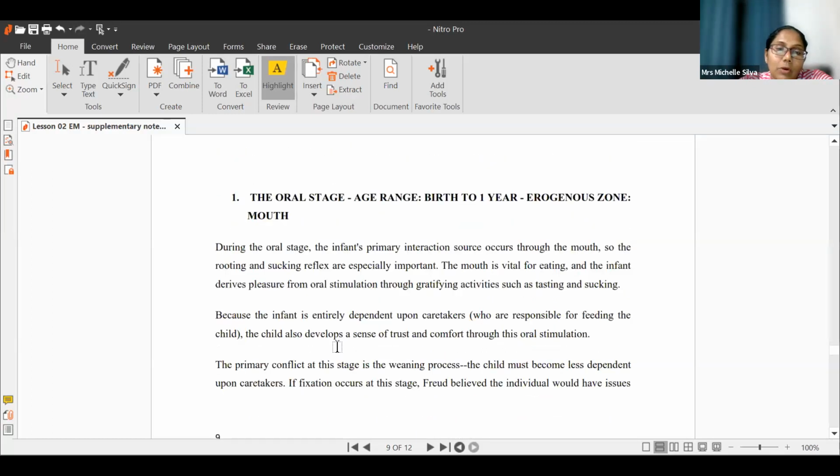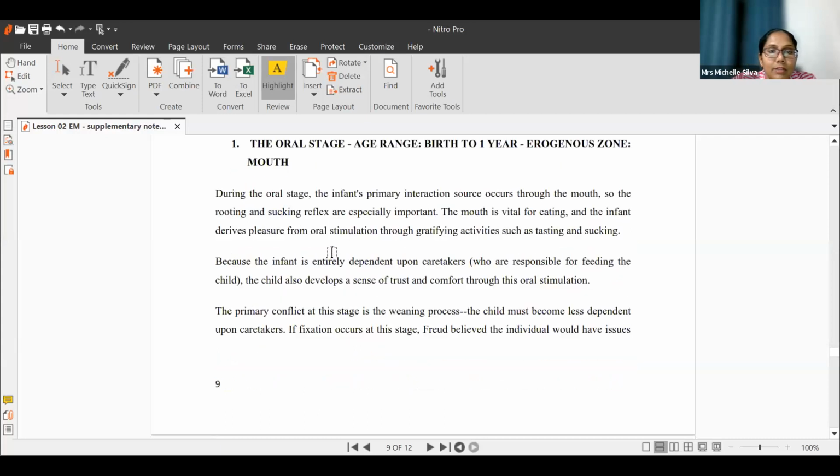When we talk about the oral stage, the age range is birth to 1 year, up to 18 months, that means 1.5 years. The erogenous zone is the mouth. During this oral stage, the infant's primary interaction source occurs through the mouth. I have explained this. Because the infant is entirely dependent upon the caretaker during that period, the caretaker or mother who is responsible for feeding the child also develops a sense of trust and comfort through this oral stimulation.